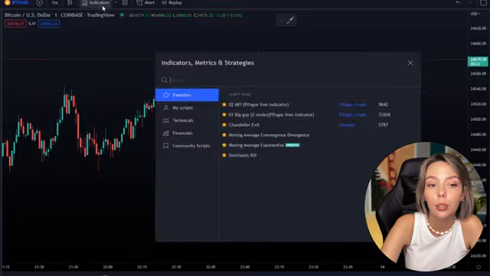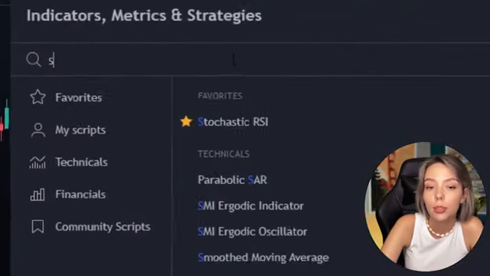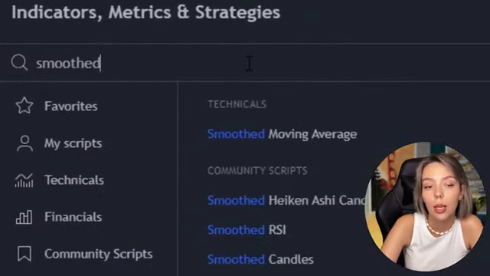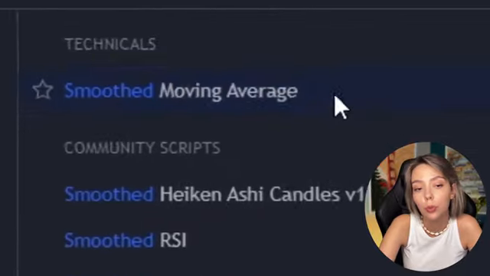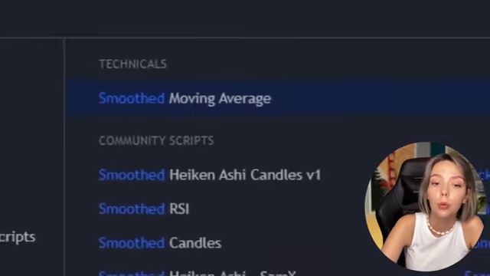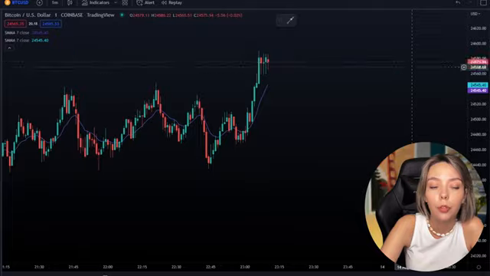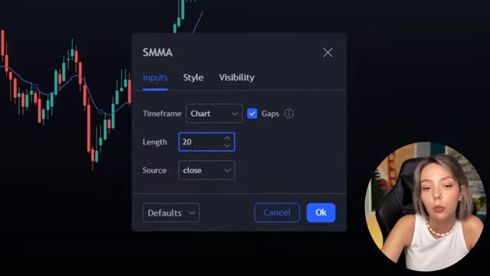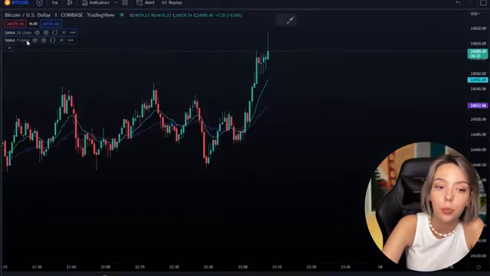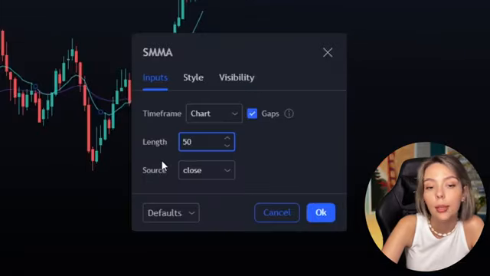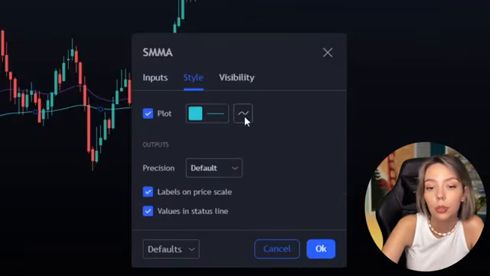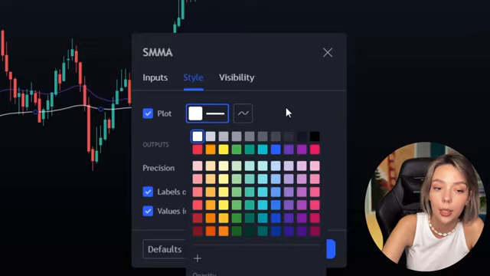We use two indicators for this strategy. This is the smoothed moving average, twice. In the indicator section on TradingView, look for smoothed moving average, and click it twice. We will give the first smoothed moving average a length of 20. The second smoothed moving average we give a length of 50, and give it a different color so you don't get confused with the other indicator.